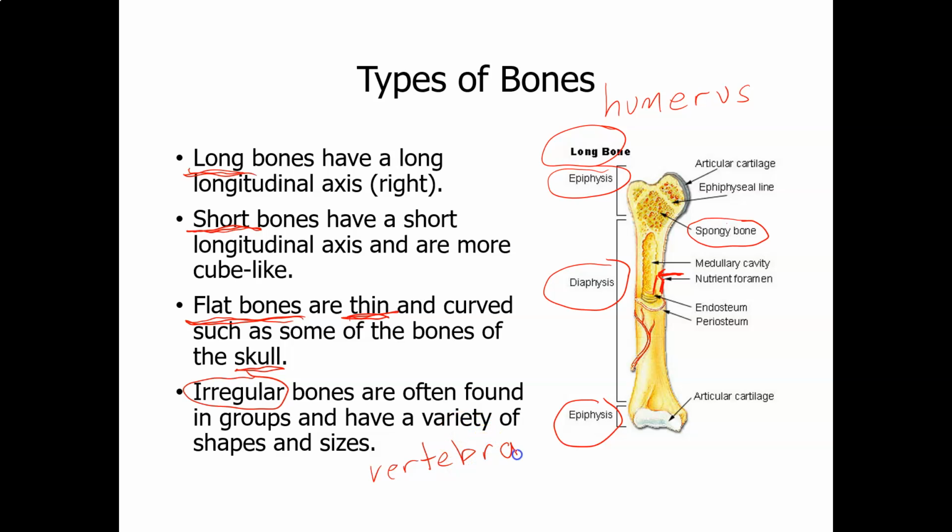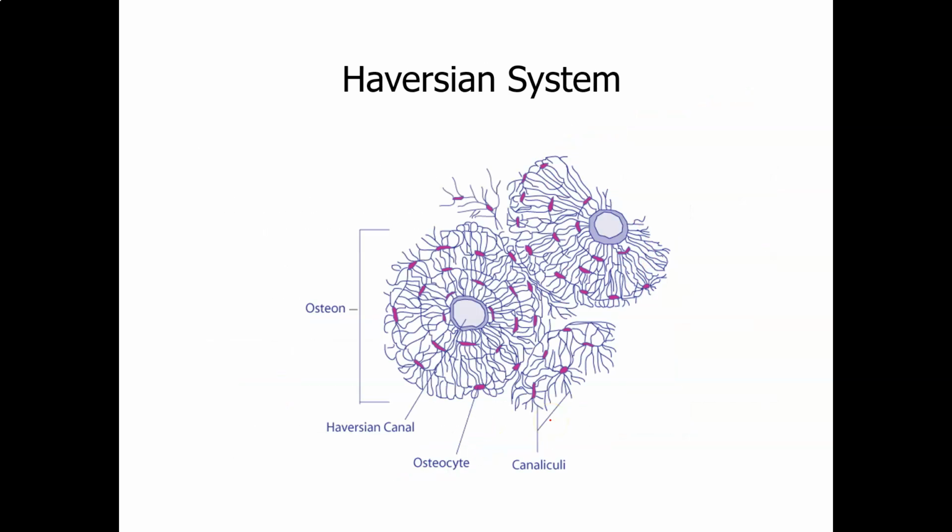They just have an irregular shape. You can't really describe them. Now, for compact bone, dense compact bone, that bone is organized in such a way that bone tissue doesn't leave any room for air holes.